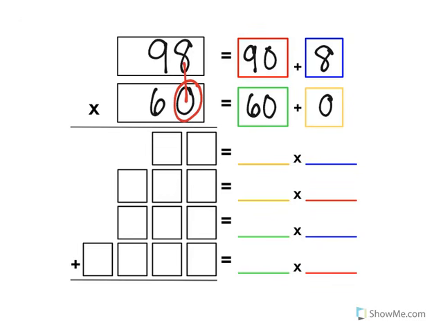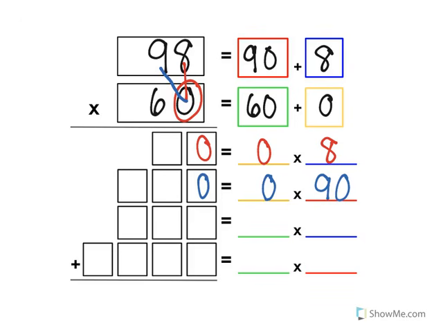0 multiplied by the digit in the ones place up top, which is 8. So 0 times 8 is going to give me 0, because anything multiplied by 0 always gives me 0 back. Now I'm going to keep working with that 0, and now it's going to be multiplied by the digit in the tens place, which is a 9, which is worth 90. So 0 times 90. 0 times anything gives me 0 back. So 0 times 90 is going to give me 0.